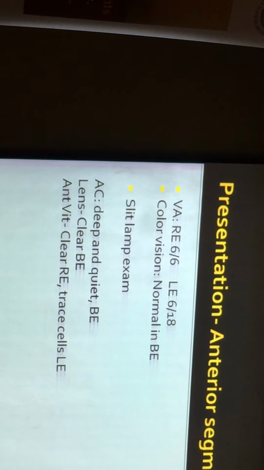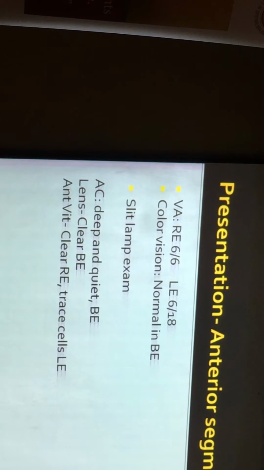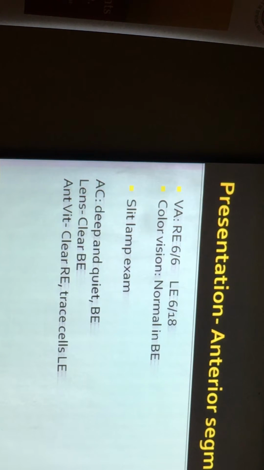Visual acuity, right eye 6/6, left eye 6/18. Color vision normal in both eyes. Slit lamp exam, anterior chamber deep and quiet in both eyes. Lens clear in both eyes. Anterior vitreous clear in the right eye. Trace cells in the left eye.